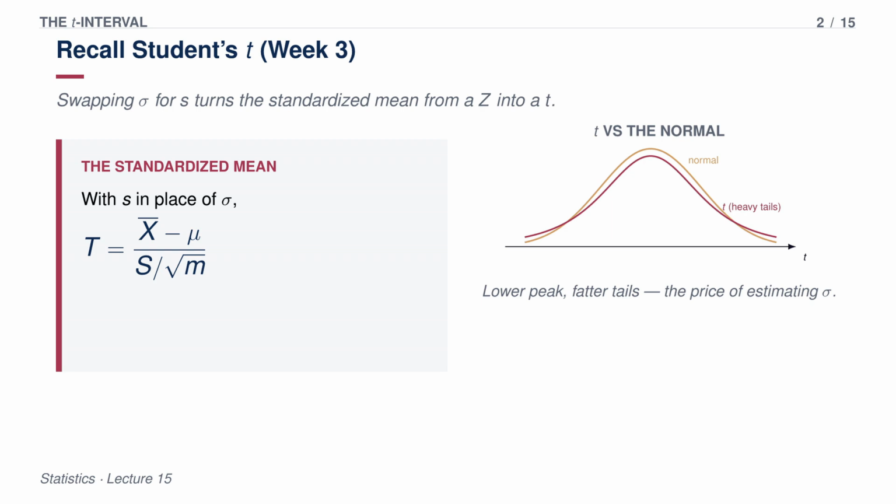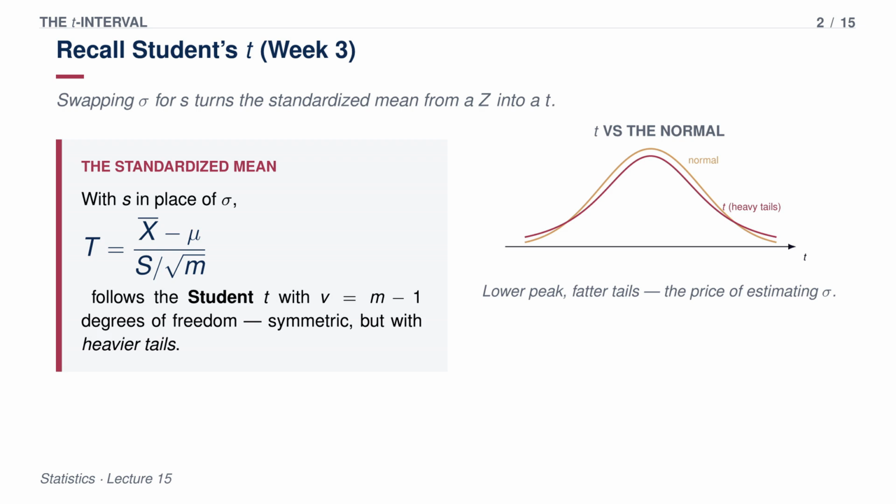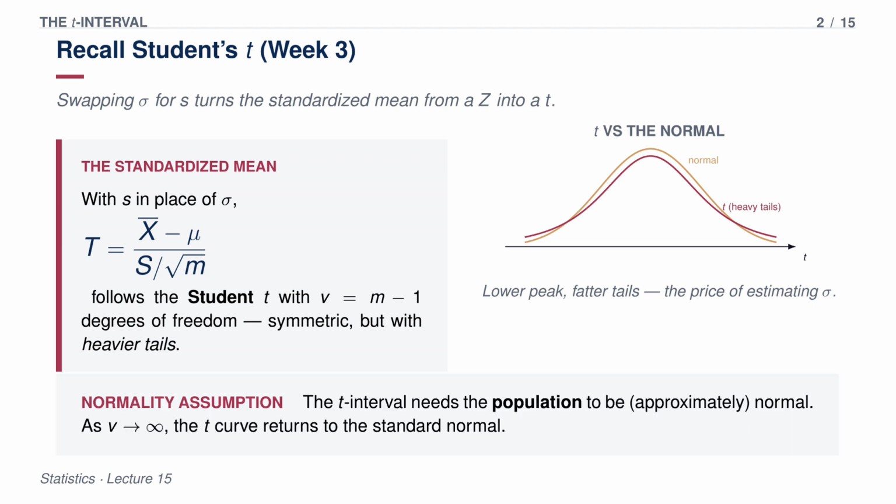Changes it to what exactly? To Student's t, which we met back in week 3. When you put s in place of sigma, that standardized quantity, x bar minus mu over s over root n, no longer behaves like a standard normal z. It follows a t distribution. And the t comes with a dial, the degrees of freedom, v, which is n-1. It's still a symmetric bell, but with heavier tails than the normal. Look at the picture. Same center, but the t sits a little lower in the middle and fatter at the edges. Those fat tails are the price of estimating sigma. They leave extra room for the times our s guessed low.